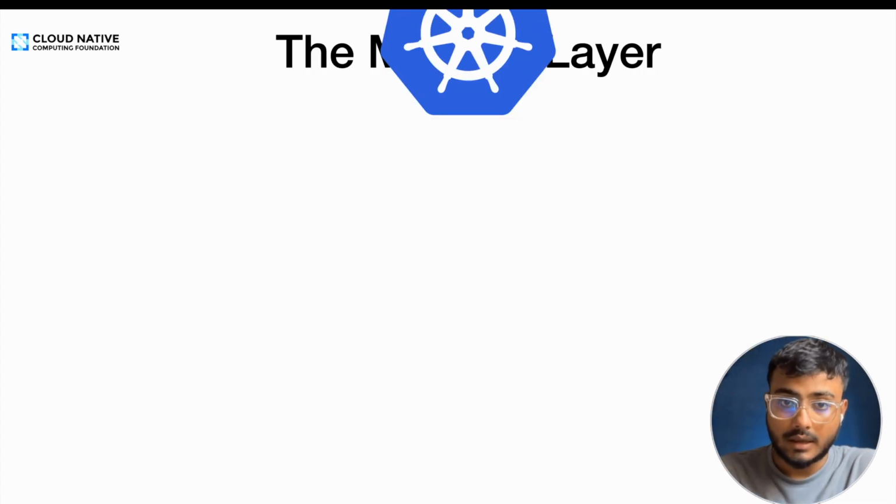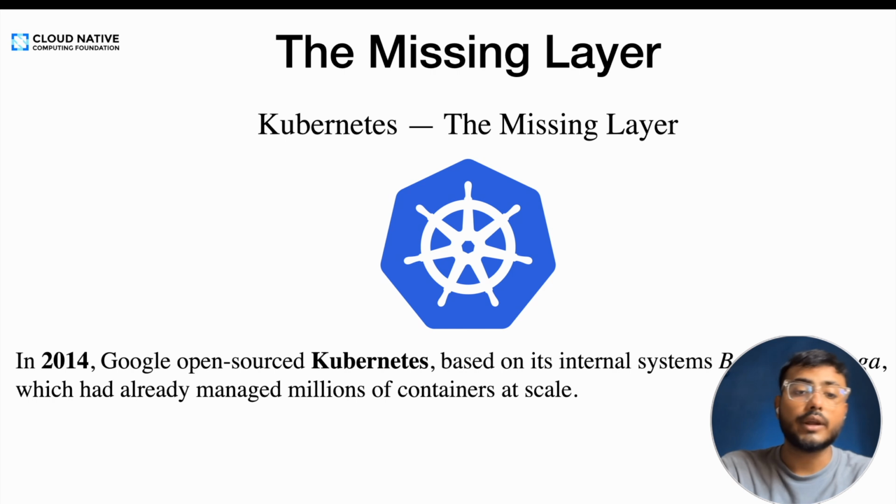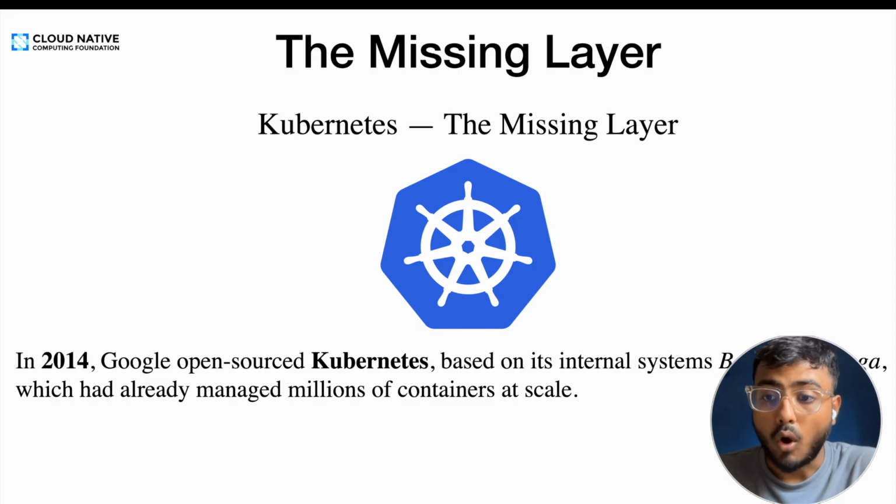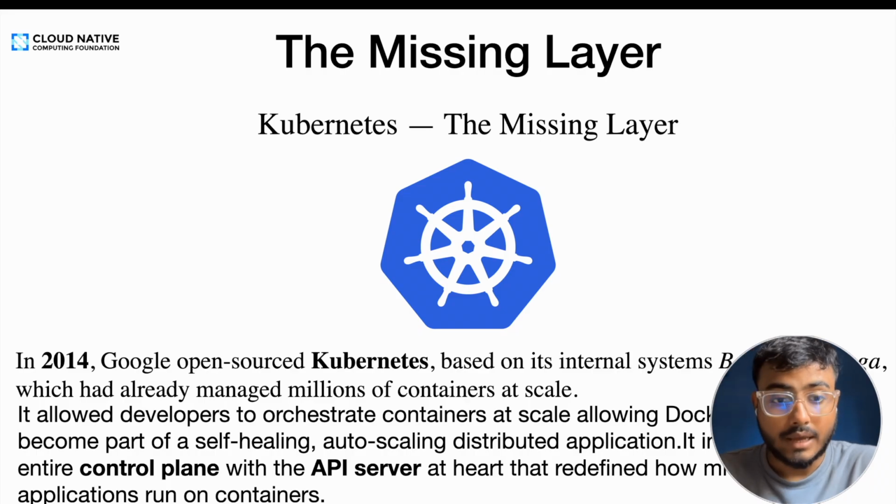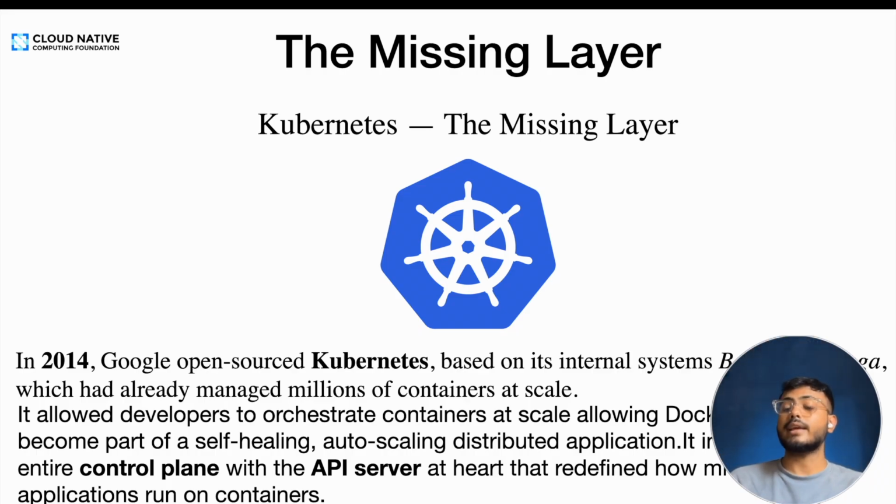You guessed it right. Kubernetes was the missing layer. In 2014, Google open sourced Kubernetes, based on its internal systems, Borg and Omega, which had already managed millions of containers at scale. It allowed developers to orchestrate containers at scale, making Docker containers a part of a self-healing, auto-scaling distributed application. It basically introduced an entire control plane with the API server at the heart and redefined how microservices run on containers.